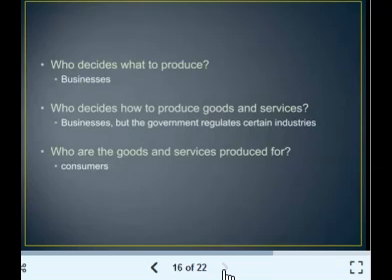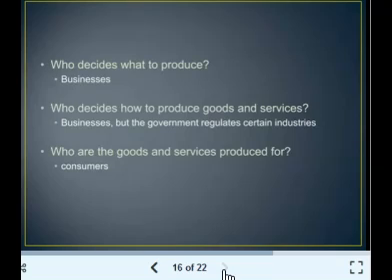So in terms of who decides what they're going to produce, of course, that's done by businesses. The businesses decide what products are going to be advantageous for the system to make money on and profit from. And then the other question is, who decides to produce goods and services?